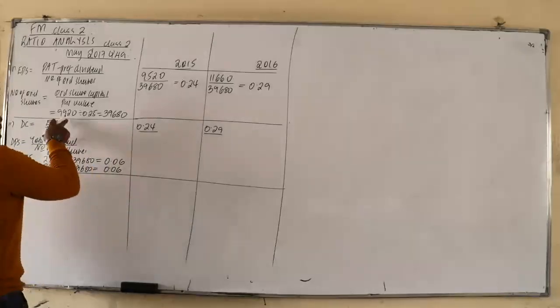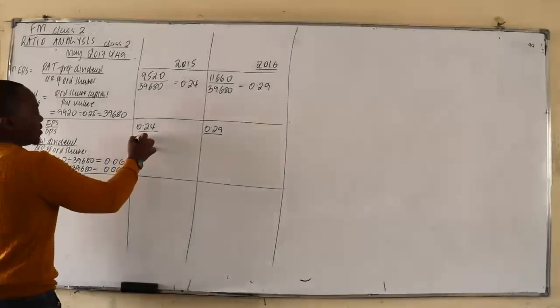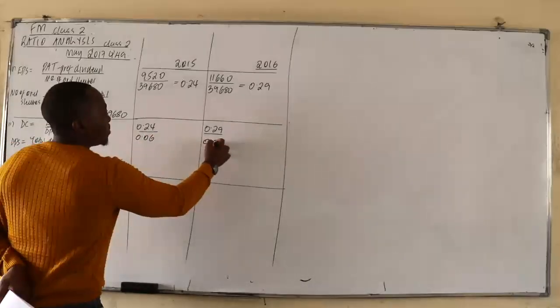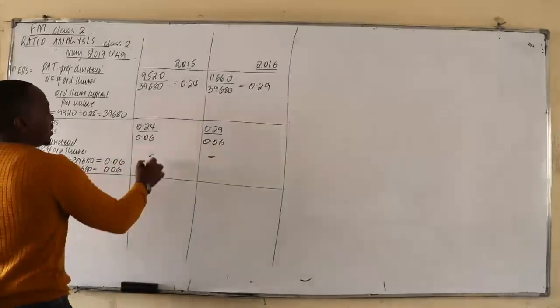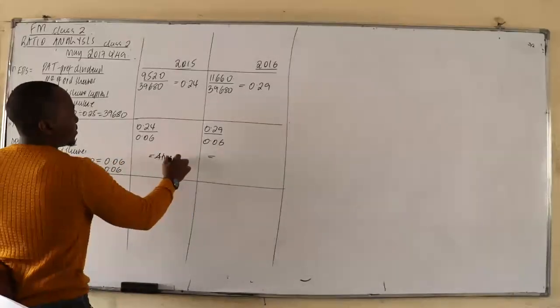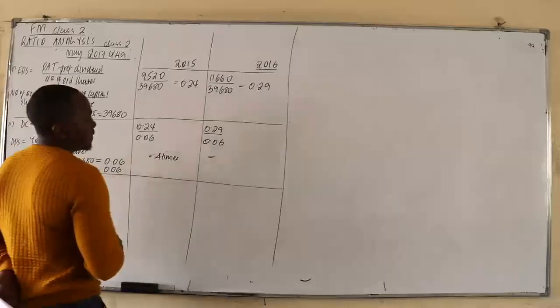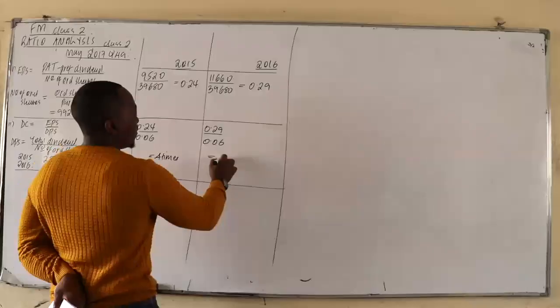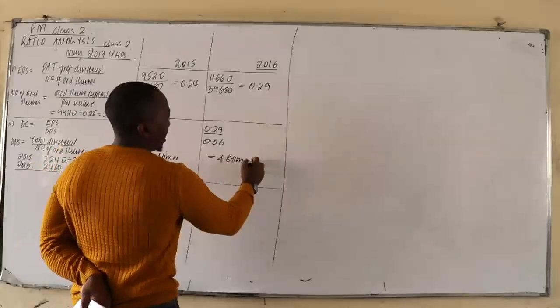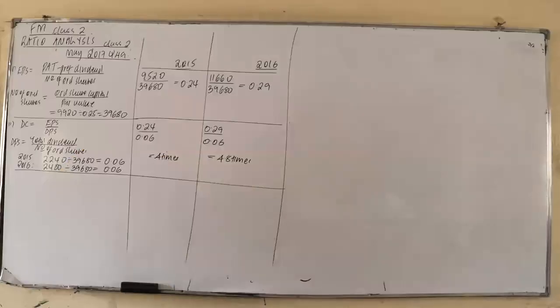So we divide the earnings per share by the dividend per share, which is 0.06, also 0.06. You get 4 times, and 4.8. Remember that dividend cover shows the number of times through which the dividend can be paid from the available earnings. Number three, we want the current ratio.